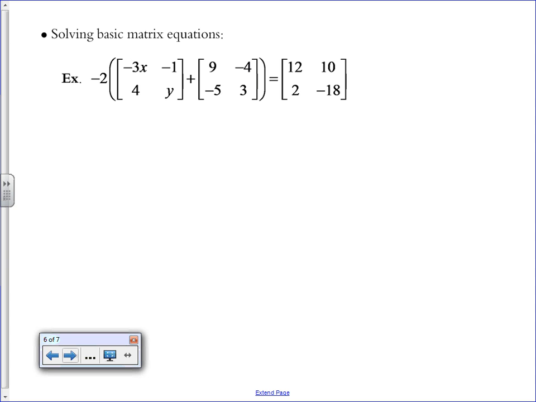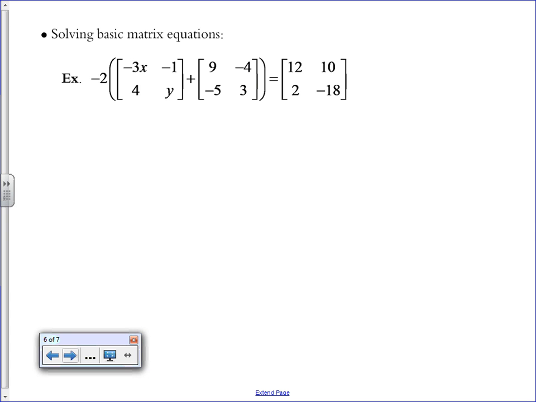Then we can apply these skills to solve a basic matrix equation. So in this equation here, I have a -2 out front, that's my scalar. In parentheses, I have the addition of a 2 by 2 matrix to another 2 by 2 matrix. And then on the other side, I have a 2 by 2 matrix.